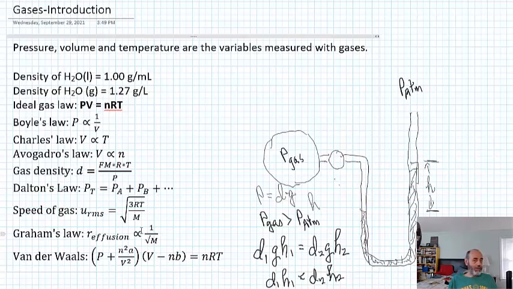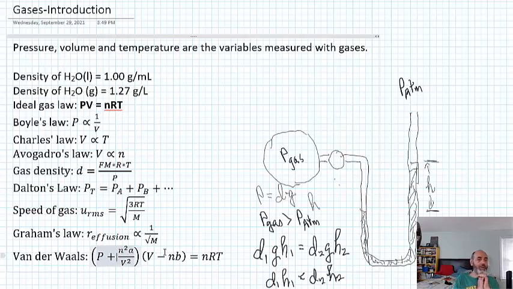Next thing we have is Graham's law, and that states that the rate of effusion and diffusion behave in a similar manner and are related to the inverse square root of the molecular weight.